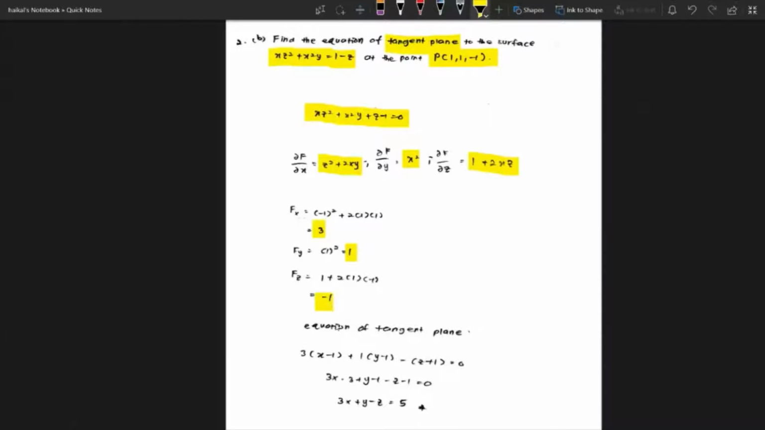So the equation of tangent plane: 3(x minus 1) plus 1(y minus 1) minus (z plus 1) equal to 0. So we simplify, we get 3x plus y minus z equal to 5.